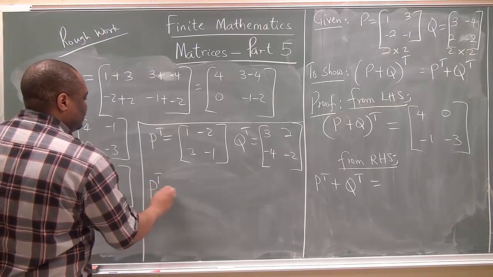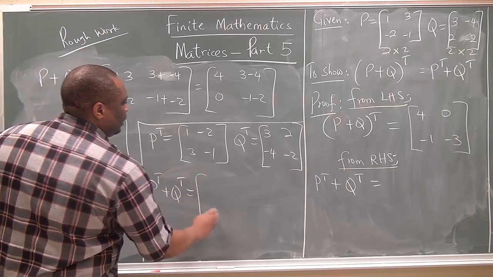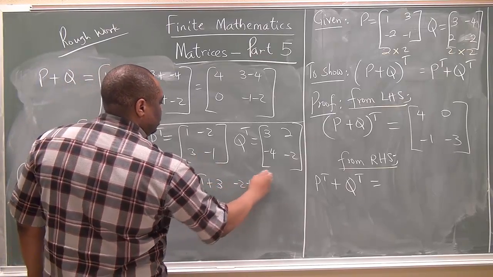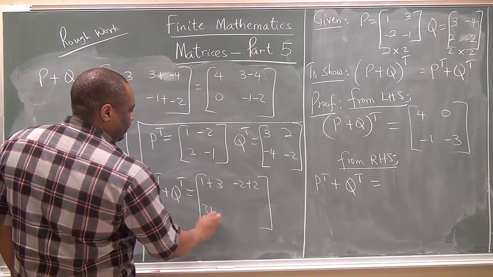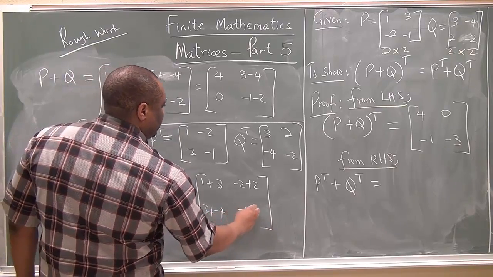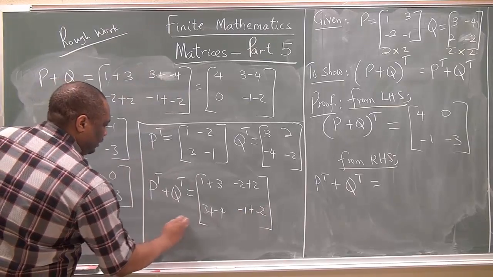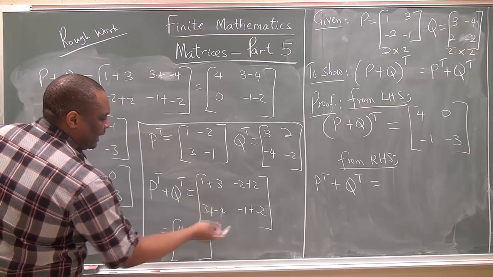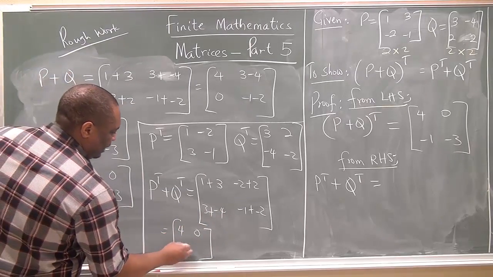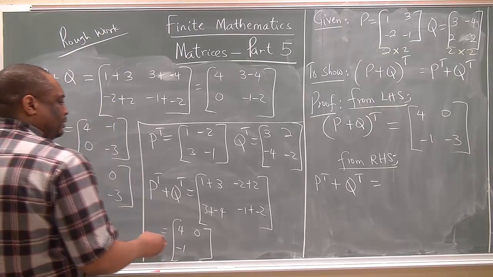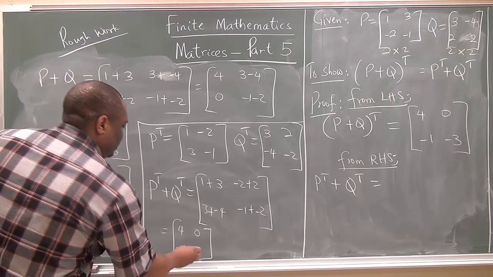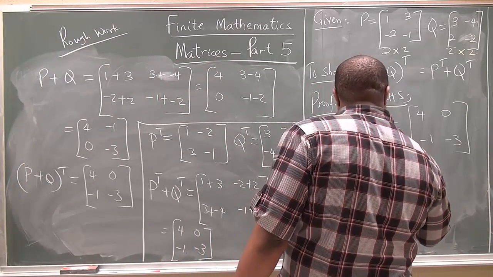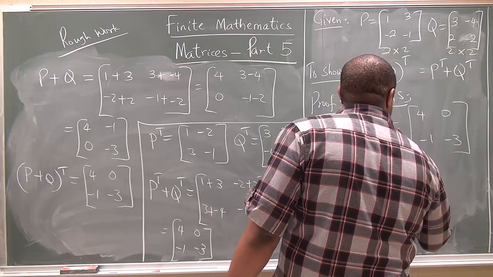So P transpose plus Q transpose will be 1 plus 3, negative 2 plus 2, 3 plus minus 4, minus 1 plus minus 2. And that will give you what? 1 plus 3 is 4, negative 2 plus 3 is 0, 3 plus minus 4 is 3 minus 4, which is minus 1, minus 1 plus minus 2 is minus 1 minus 2, which is minus 3. So we see that this is 4, minus 1, 0, minus 3.